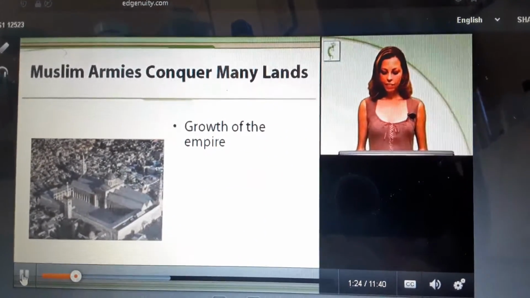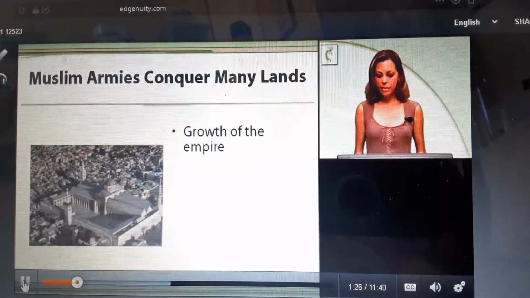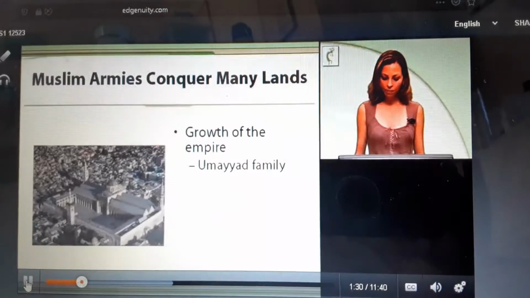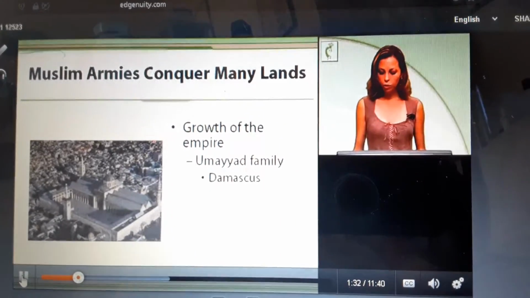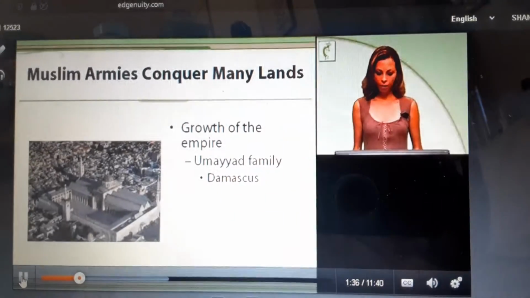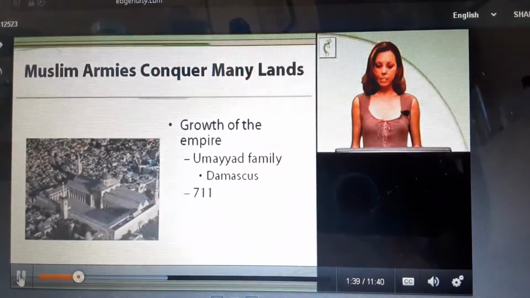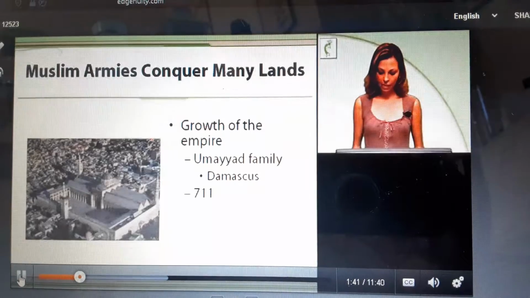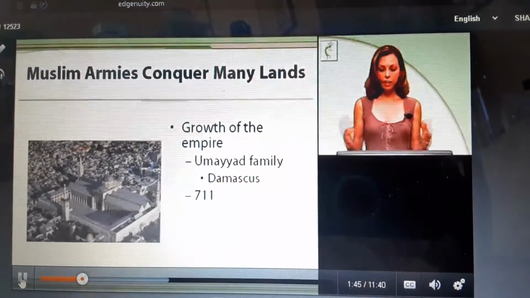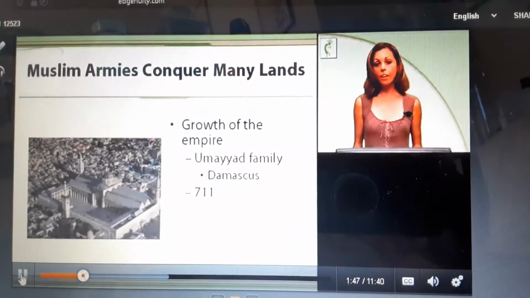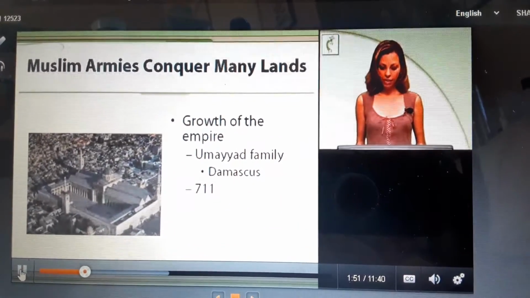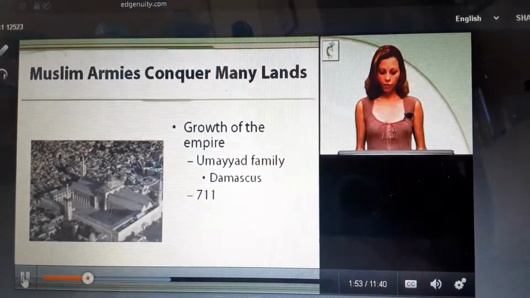Early caliphs came from the Umayyad family. They moved the capital to Damascus in Syria and continued to expand the empire. They took over the lands in Central Asia and North India, and then they controlled the trade of the Eastern Mediterranean. They conquered parts of North Africa as well.